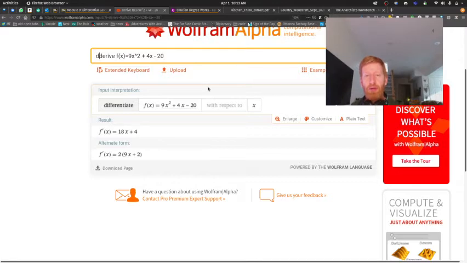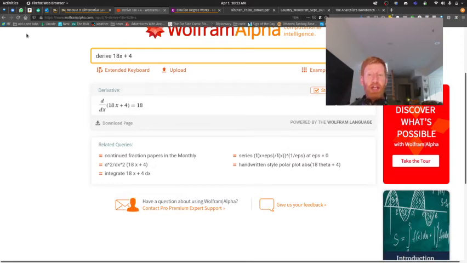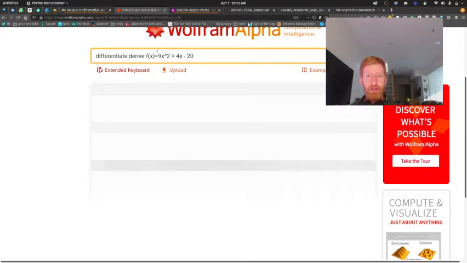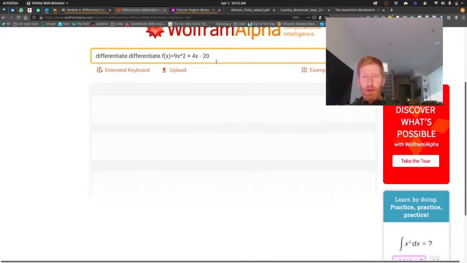So then we can plug in 18x plus 4, and that'll give us the derivative of the derivative. It's just 18. And that was pretty easy. Another thing we can do is differentiate the derivative. So here we've got our original function. Let's try this twice. Differentiate. And I'm going to try one more thing.